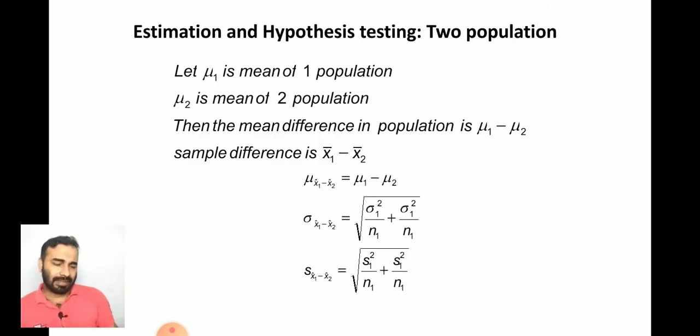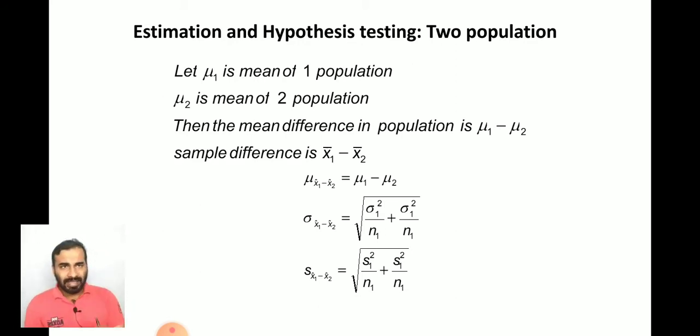So in the last class we discussed how to do the hypothesis testing procedure when the sample is large, and when the sample is small and we don't know the population standard deviation, the t test. So we have used the z test and t test, and we have done two different examples.